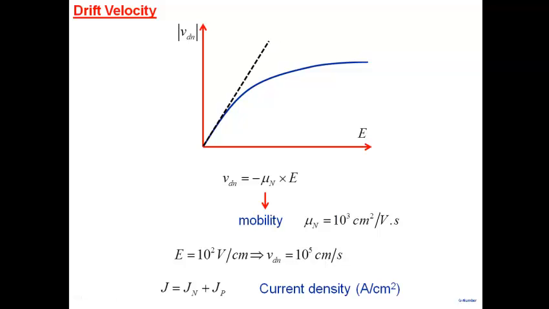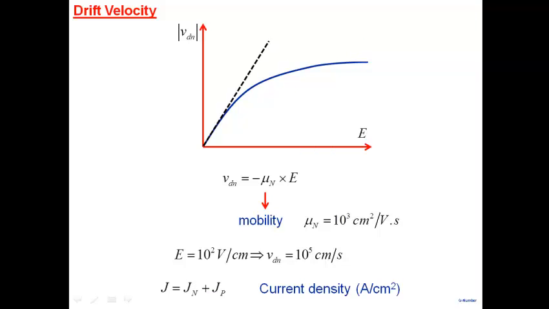In general, if I have more electrons than holes, then I can approximate J as Jn. If I have more holes, then maybe I can approximate J as Jp. All right, so that's the other thing. Current density, of course, will be measured in amperes per centimeter squared.